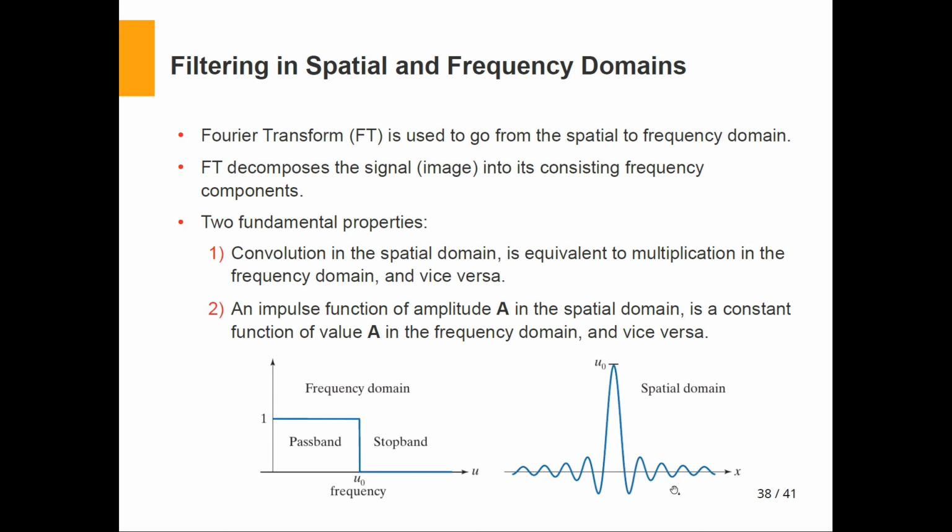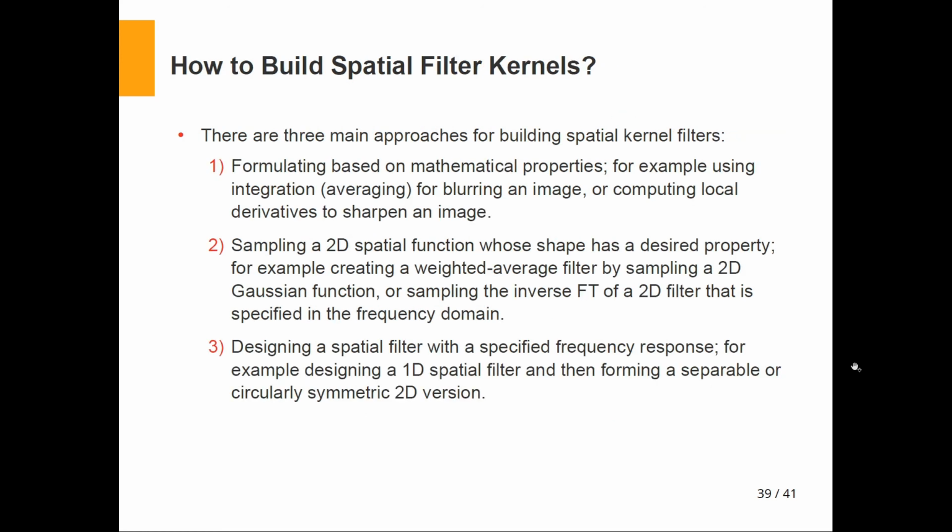Of course, this is beyond what I want to cover in this lecture. We will see more specifics when we talk about the Fourier transform. But it is useful to know how we usually build a spatial filter. There are 3 main approaches. One is formulating based on mathematical properties. For example, we can use integration or averaging for blurring an image, or we can design spatial filters which compute local derivatives to sharpen or enhance the edges of an image.